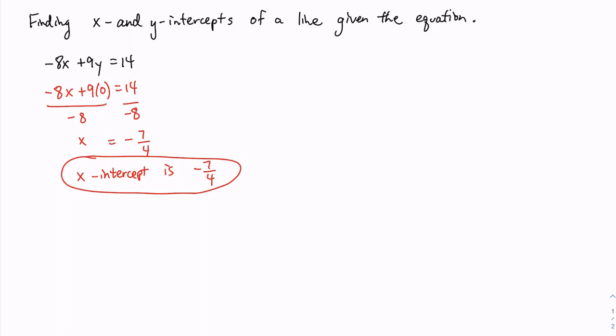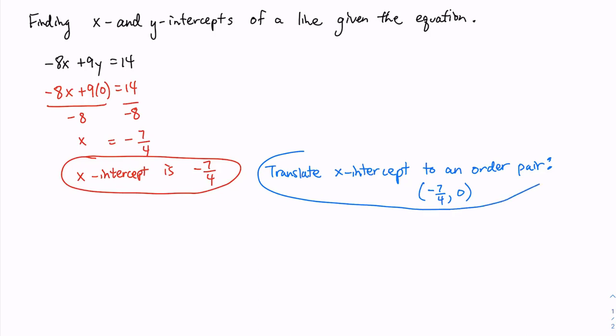Now, some teachers would prefer you to translate the x-intercept to be an ordered pair. So make sure you know what your teacher prefers. So in this case, if you translate the x-intercept to an ordered pair, we get parentheses -7/4, comma 0. Okay, so some teachers would like this to describe the x-intercept.